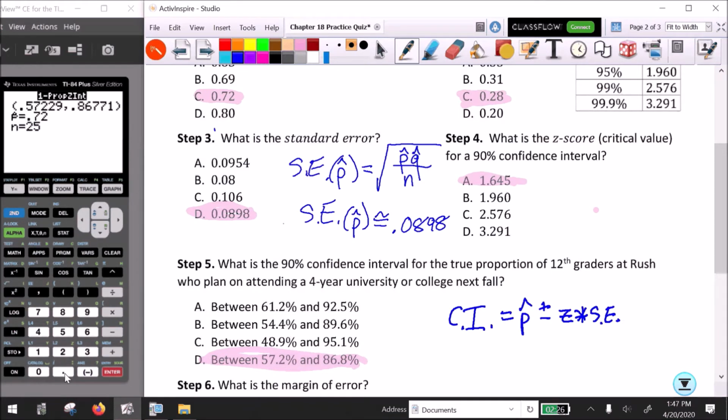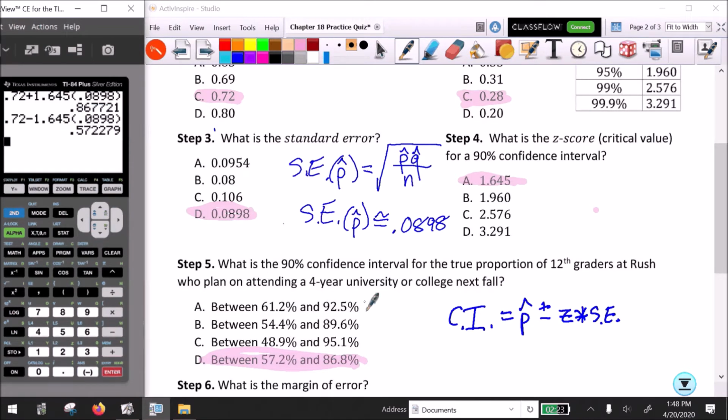So our p-hat is 72% plus the z-score, 1.645, multiplied by our standard error, 0.0898. And this is going to give us the upper endpoint of our confidence interval. If we want the lower endpoint, we're just going to do minus that. So it's plus or minus. We have to do minus separately.